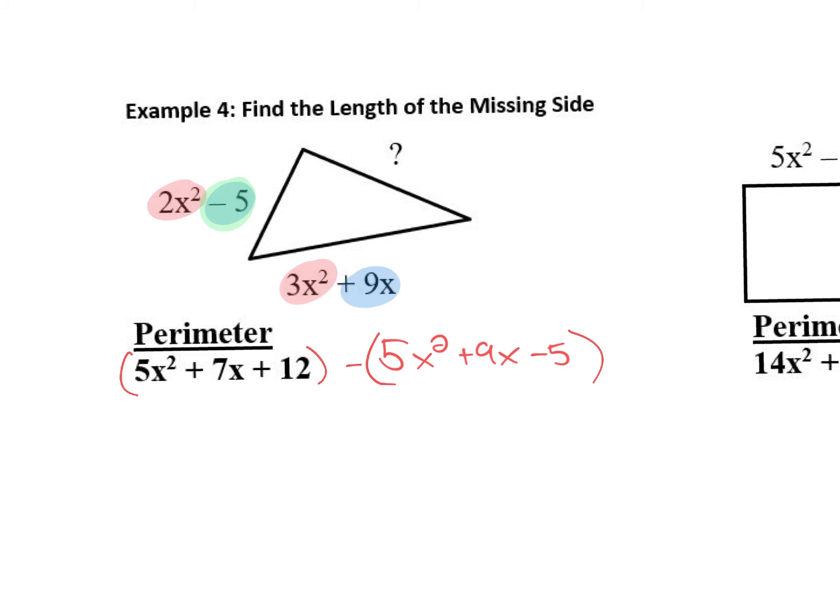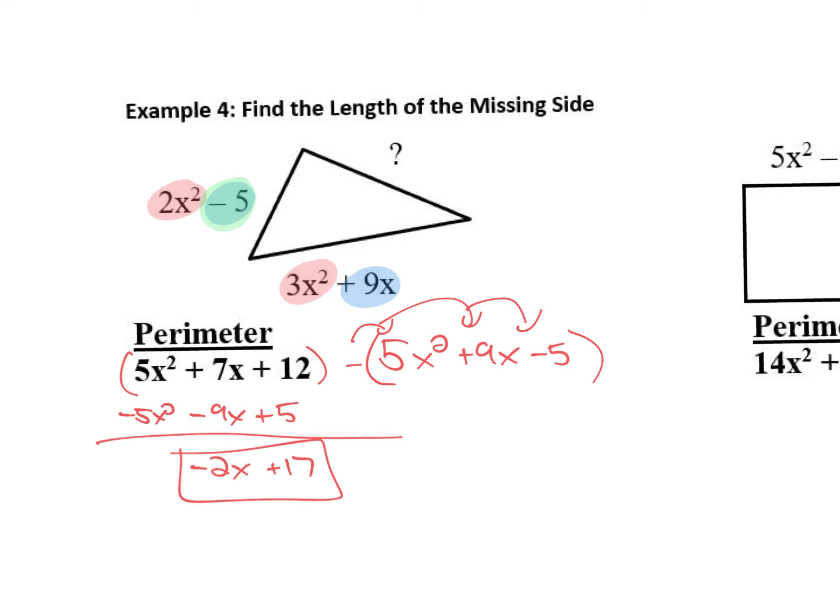Now remember, this minus means we need to distribute, and then we can look at subtracting 5x squared. We can subtract 9x, and add the 5. So what we're going to be looking at is 5 minus 5 is 0, 7 minus 9 is negative 2, 12 plus 5 is plus 17, and that is going to be our missing side.